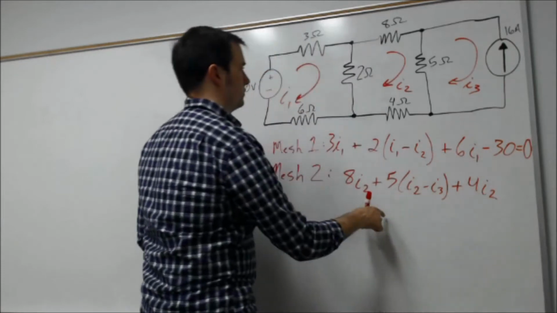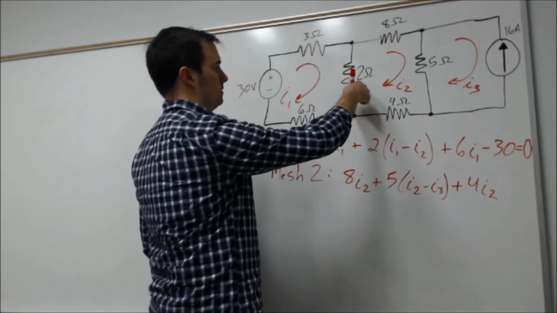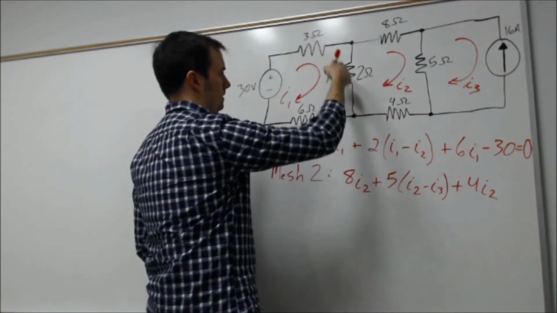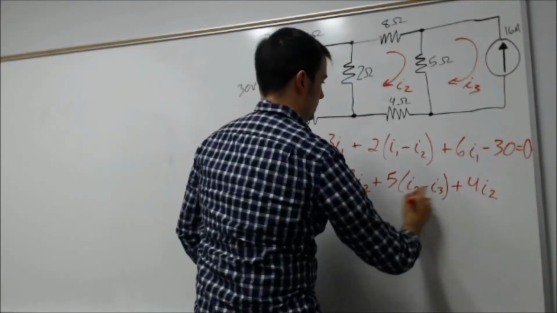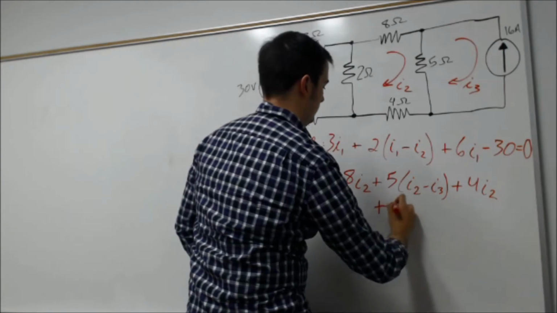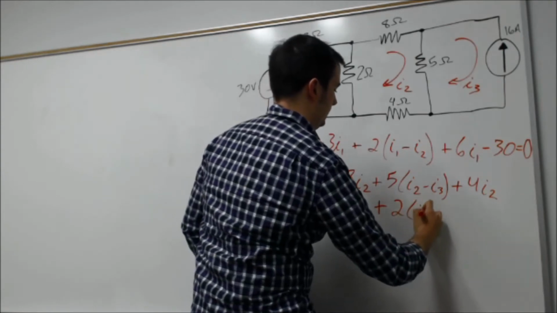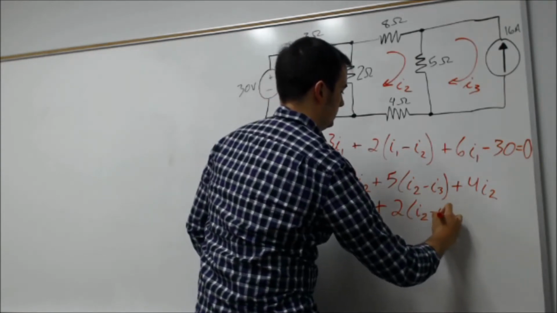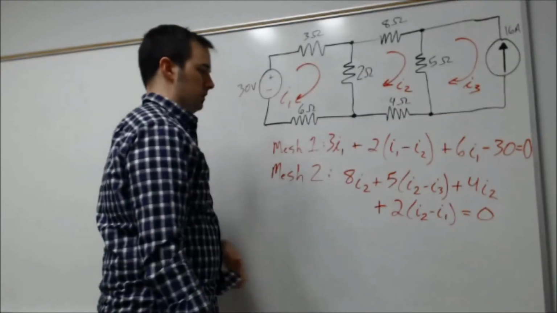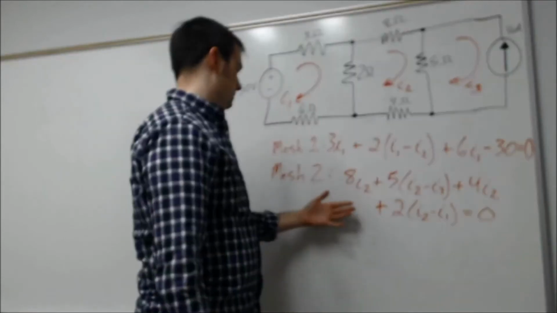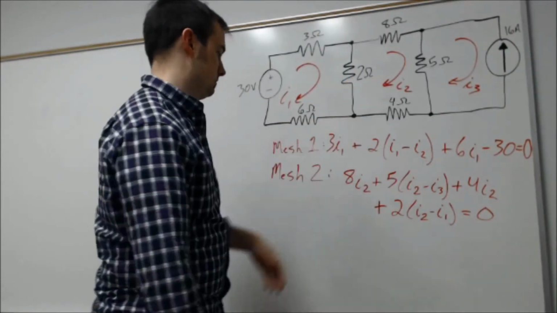I'll continue this equation down here. The last one is a 2 ohm resistor, which again has I2, but now it's being counteracted by the I1 mesh current. So it's going to be plus 2 by I2 minus I1, all equal to 0. All right, so that's our KVL equation using mesh currents for mesh 2.